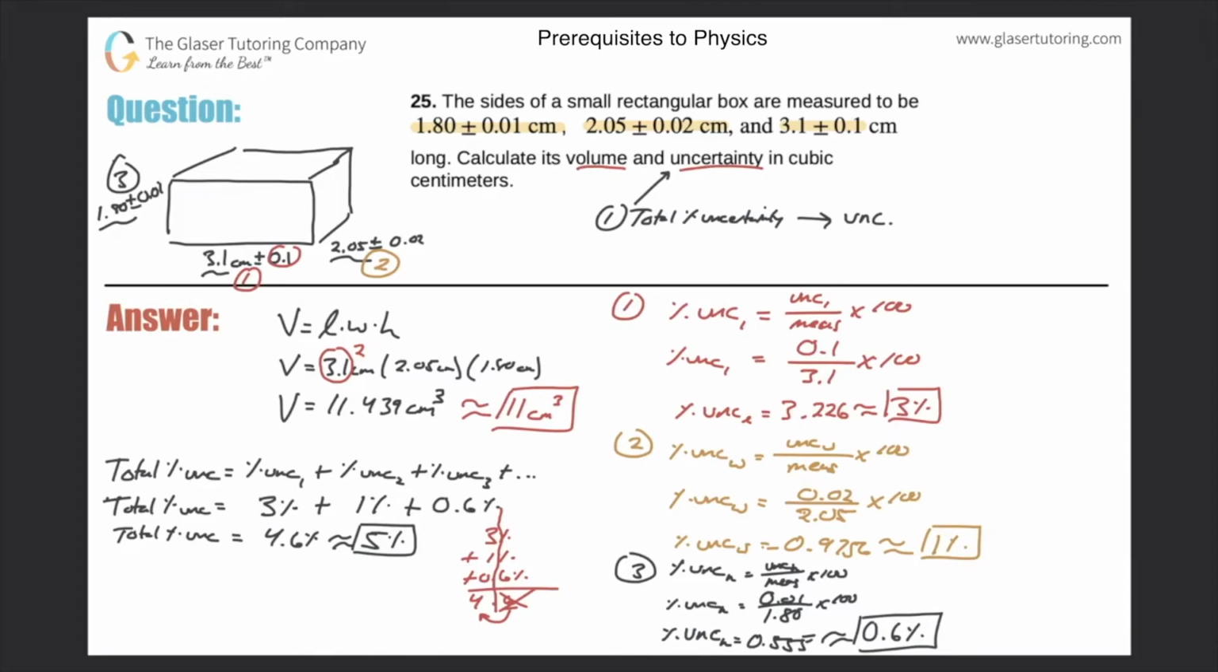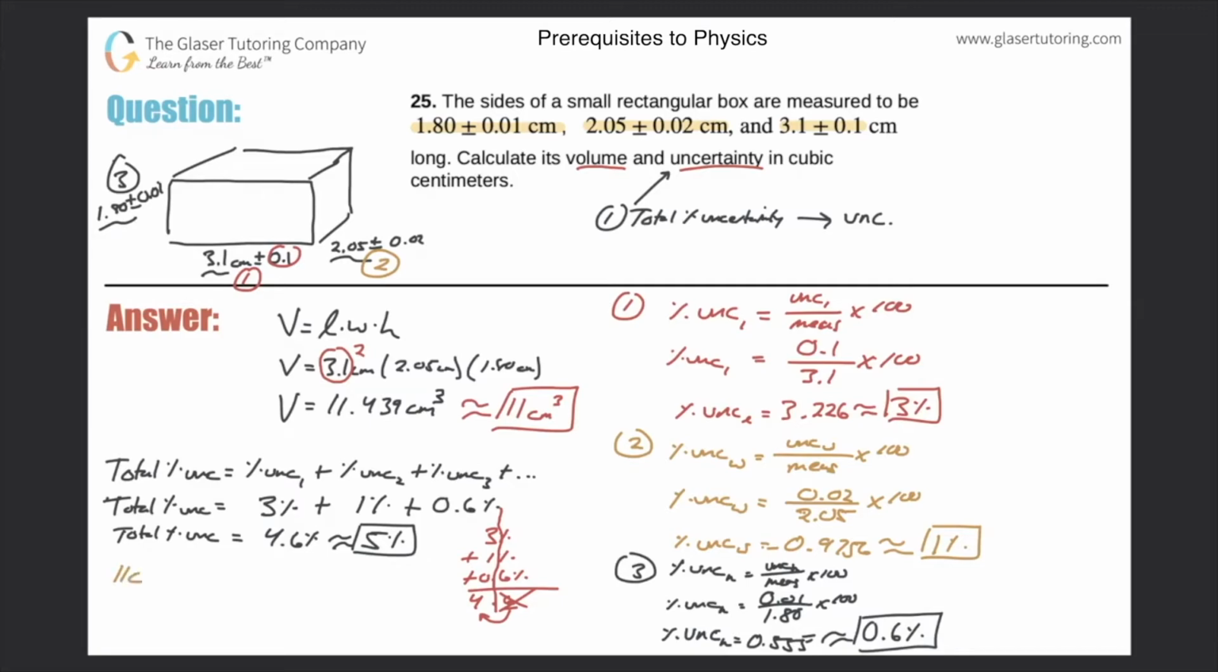Okay, so now, let's see. We found the total uncertainty, the total percent uncertainty that is. So now we basically have enough to finally get to an answer here. If I were to write out what we have so far, remember we calculated the volume of this thing to be 11 centimeters cubed.